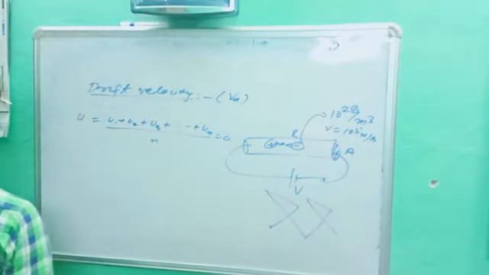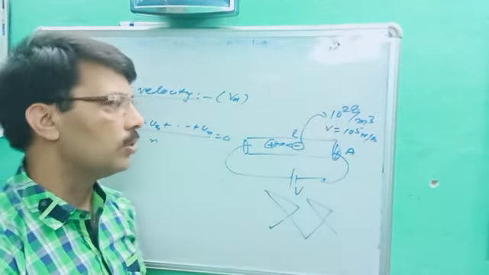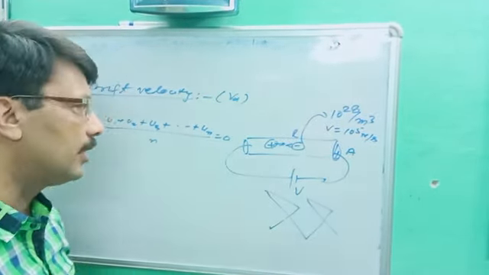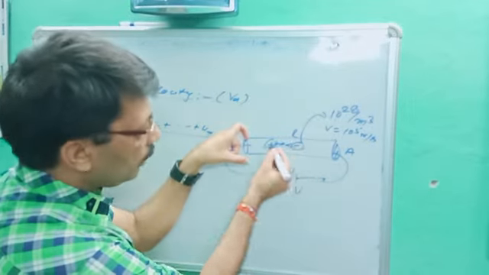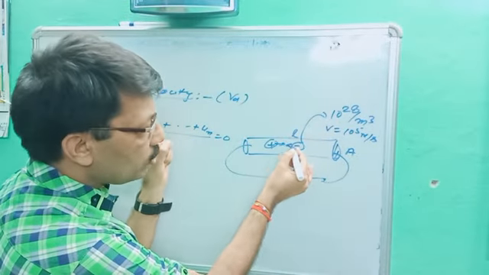They collide with each other, and their initial velocity is what? Zero, due to thermal disturbance. Okay, when we applied the electric field, what happened? When we applied the field, electron and proton collide with each other, and the electron will get the average velocity.